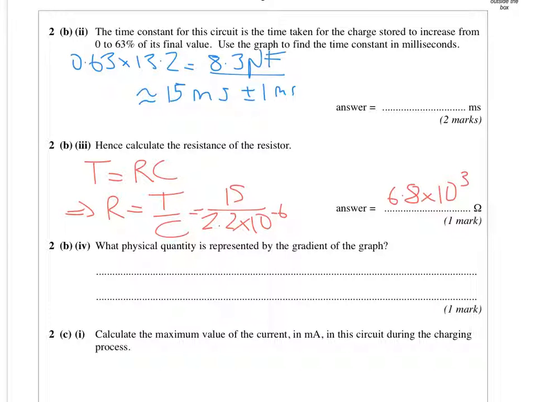Okay, so what physical property is represented by the gradient of the graph? If on your y you have Q and on your x you have t, the gradient of the graph is going to be the charge per unit time, which is also called the current.